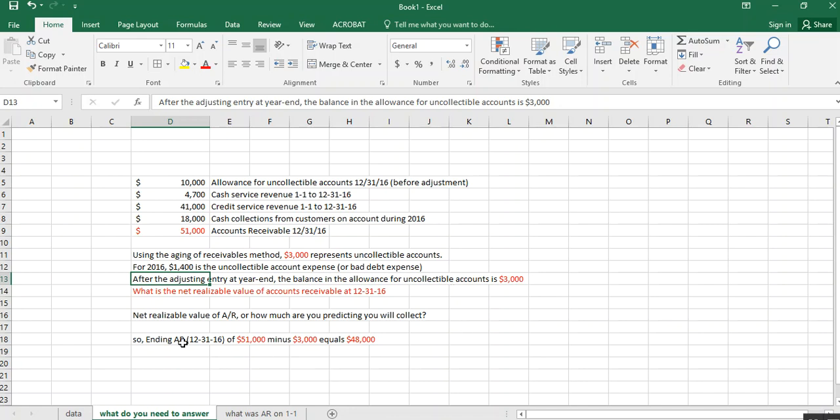So really, this problem has a lot of numbers, and it has a lot of information. All you really need to compute net realizable value is ending accounts receivable right here minus how much you think you won't collect, which is 3,000.